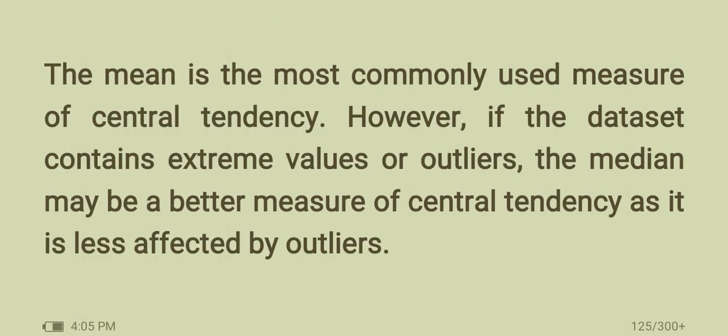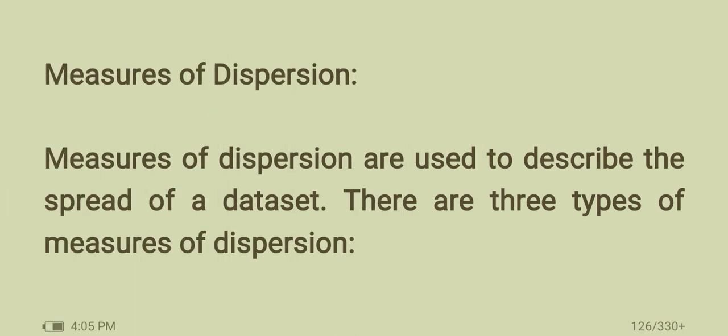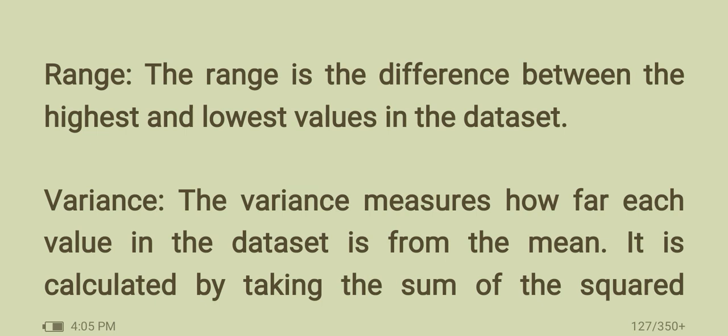The mean is the most commonly used measure of central tendency. However, if the dataset contains extreme values or outliers, the median may be a better measure of central tendency as it is less affected by outliers. Measures of dispersion are used to describe the spread of a dataset. There are three types of measures of dispersion. Range. The range is the difference between the highest and lowest values in the dataset.